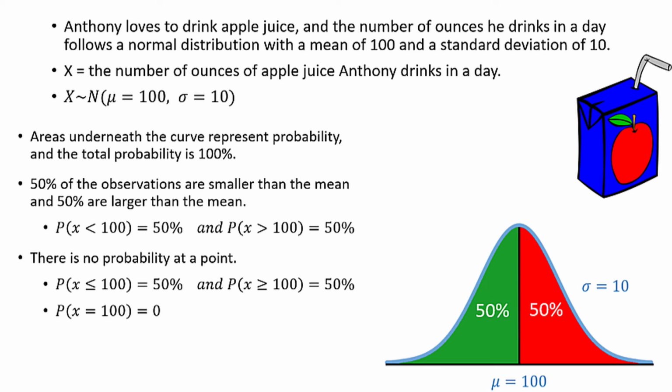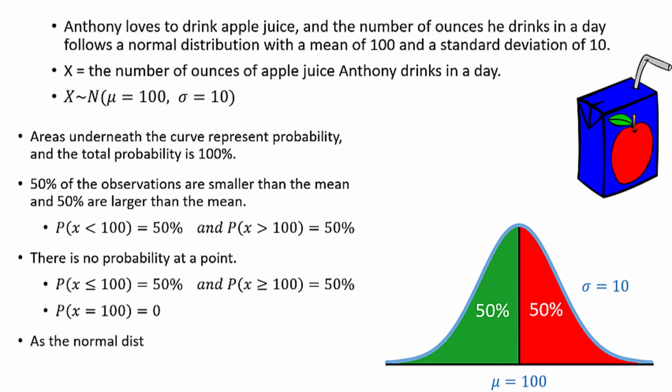Anthony will never drink exactly 100 ounces of apple juice in a day. He might be very close, such as 99.9976 ounces, or 100.0013 ounces, but if we measure out far enough, the probability of x equaling exactly some number will be 0 for any continuous distribution.